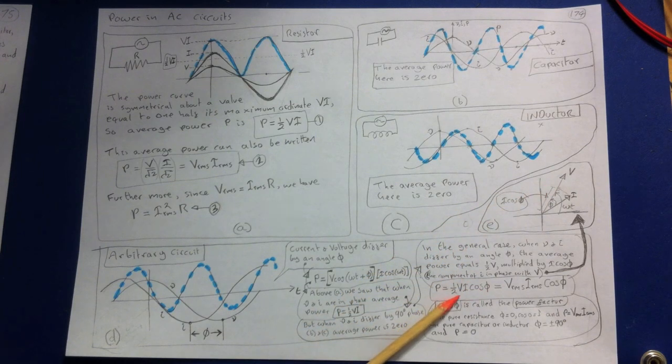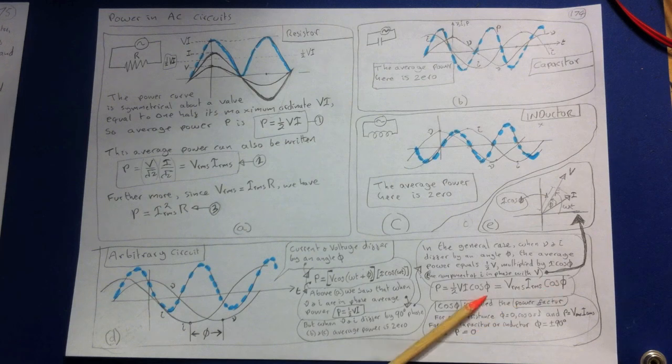So you can write P equals a half V I cosine phi. We can rewrite the front bit in root mean square values, so we can write the root mean square voltage times the root mean square current times cosine the angle between them. This equation is the general expression for the power input to any AC circuit. The factor cosine phi is called the power factor of the circuit.